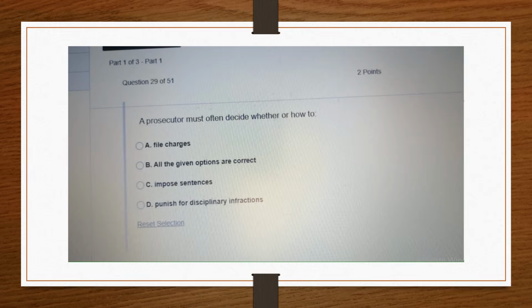Then punish for disciplinary infractions. Prosecutors do not punish anyone. That also falls away, because when you look up the disciplinary infractions, it has to do with grievous bodily harm or damage to property, like malicious damage, something which is pretty bad. So option A fits. I don't know what to think, but yeah, that's my opinion.